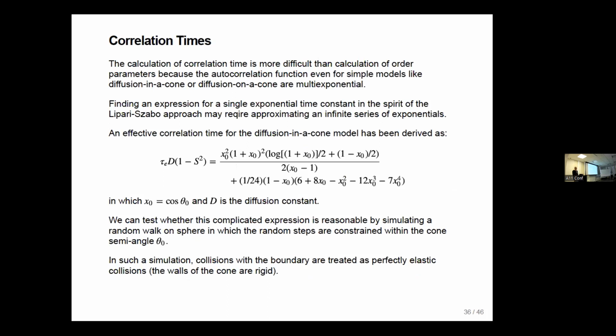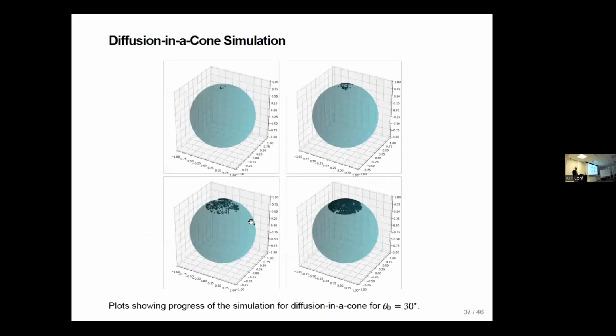The correlation times are much trickier to calculate. You have to solve some kind of equation of motion, and there are fewer expressions in the literature for correlation times than order parameters. For the diffusion in a cone, here's an expression for the effective time constant in terms of a diffusion constant for moving in the cone. And it's complicated. We can test this if we want.